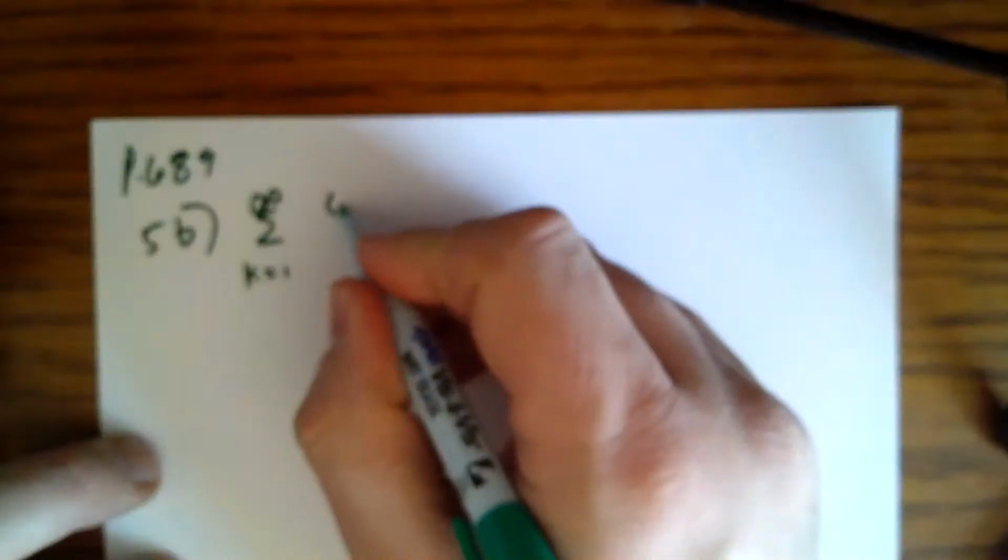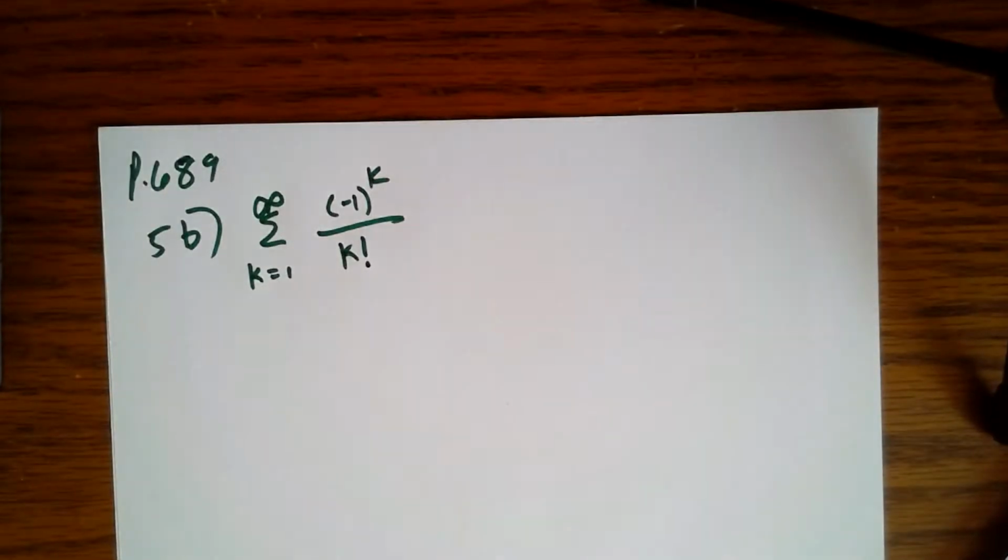So in 5, we have to write out the first 5 terms as part A, and then we have to show it converges. So the sum from k equals 1 to infinity of negative 1 to the k over k factorial. Part B, we have to show that it converges.